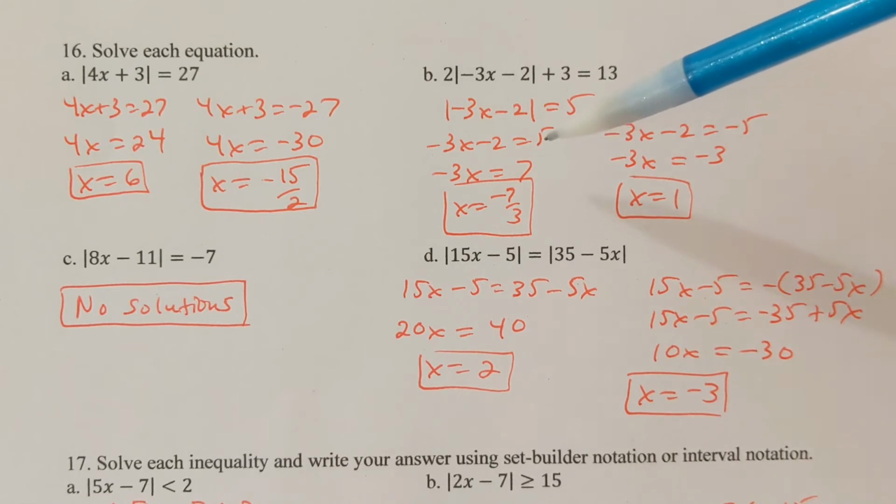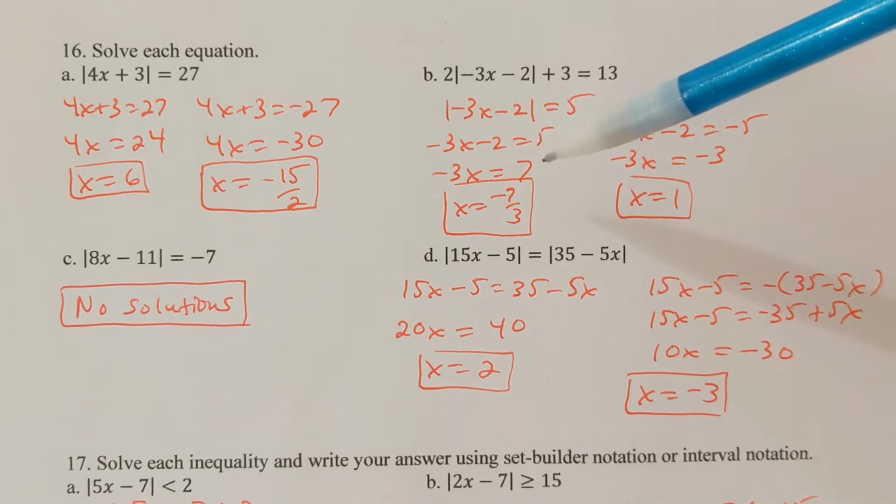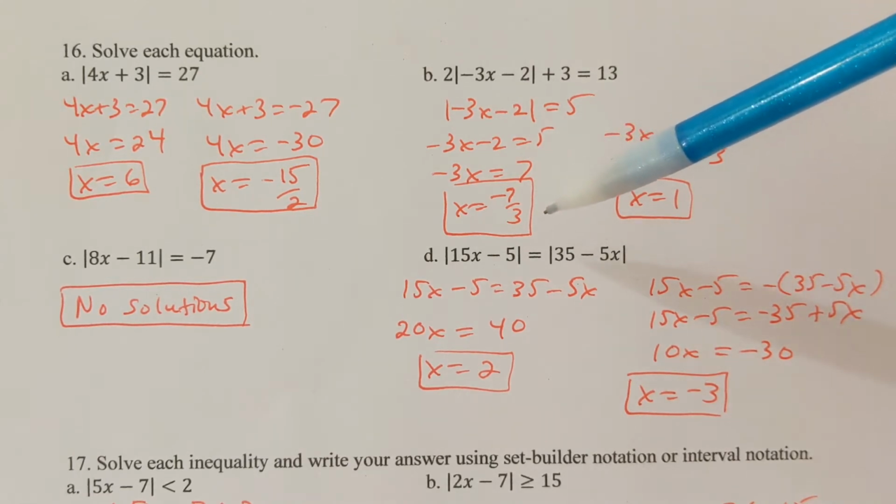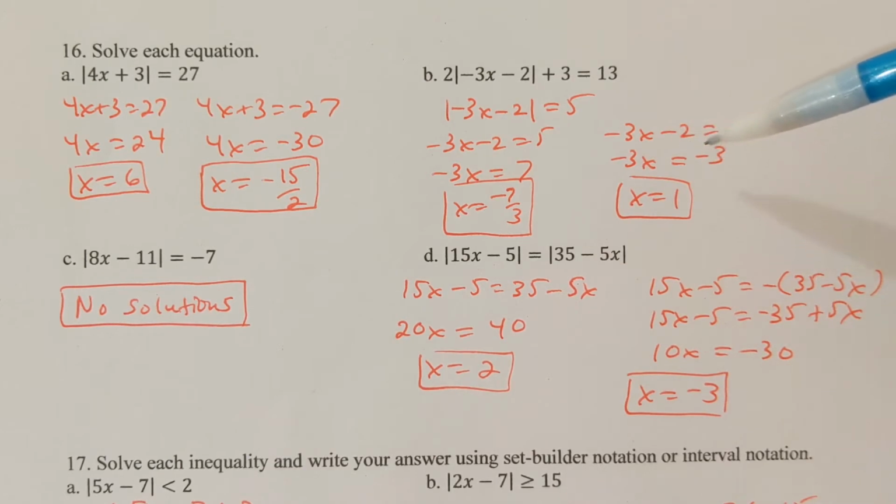Add 2 to both sides. So negative 3x equals 7, x equals negative 7/3. Add 2 over here. Negative 3x equals negative 3, x equals 1. Both of those are going to be solutions.